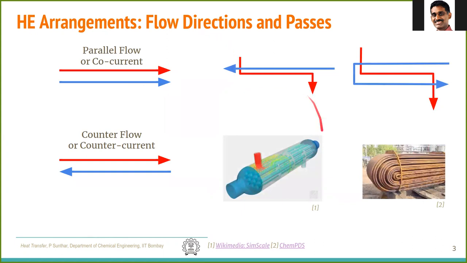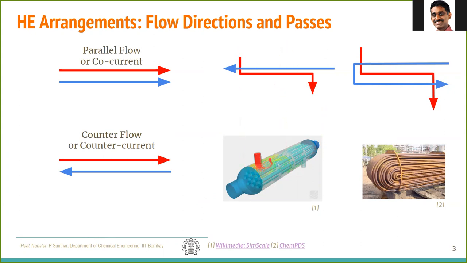There is another category, another design geometry for heat exchangers, which is called the number of passes. The number of passes is the number of turns the fluid makes inside the heat exchanger. In the simplest case, which we saw here, there are no turns. So the liquid enters here and exits here. This fluid enters on this side and exits on that side. So there are no major turns here.